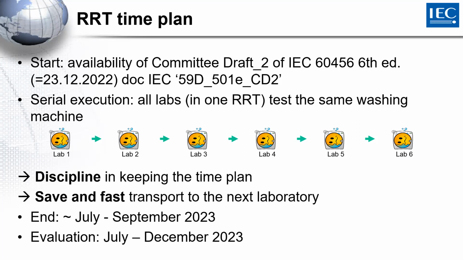because this is much safer than if you transport it via, let's say, DHL or whatever company is available. So we plan that this round-robin test is ending somewhere in July or September this year. This means we can make the evaluation and hopefully everything can be finished by the end of this year. Let's hope so. It depends very much on how well you keep the time plan.